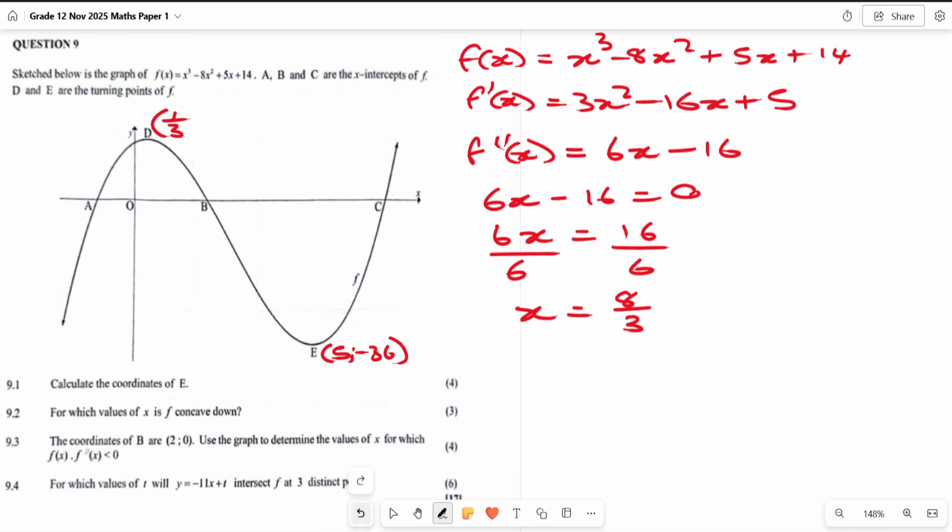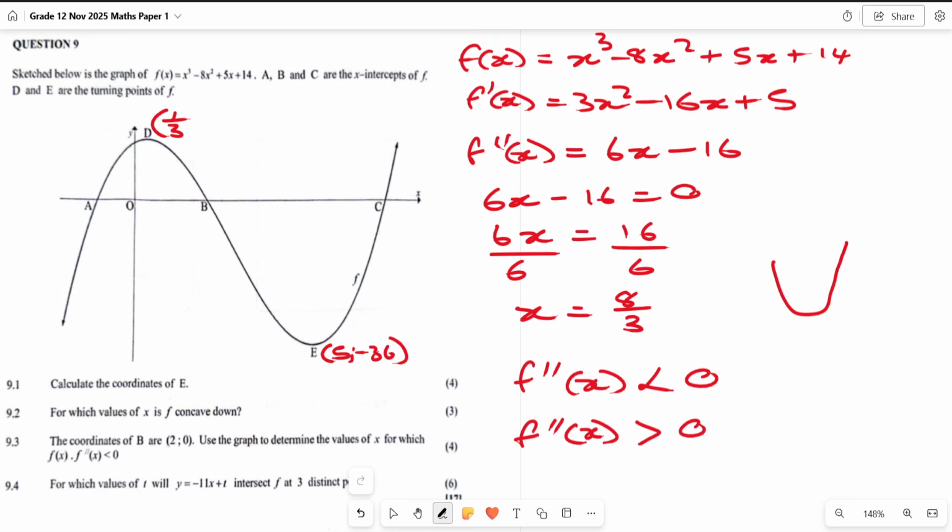Okay, guys, watch. When the derivative of the derivative is less than 0, that means our graph is concave up. When the derivative of the derivative is greater than 0, that means our graph is concave down. Does that make sense? If it's greater than 0, our graph is concave down. If it is less than 0, our graph is concave up. It's going to look like this.